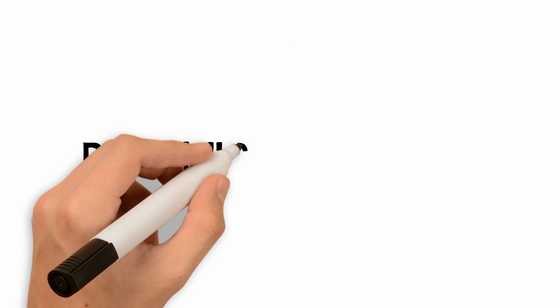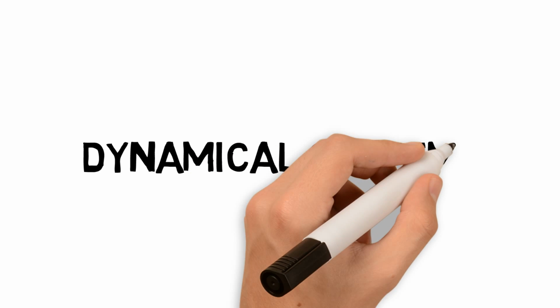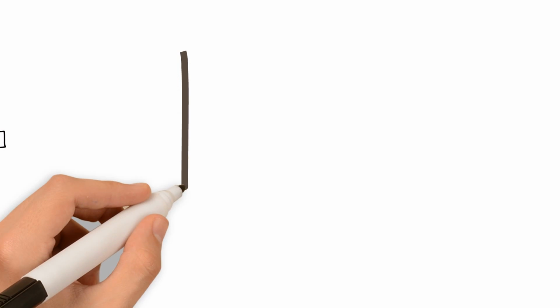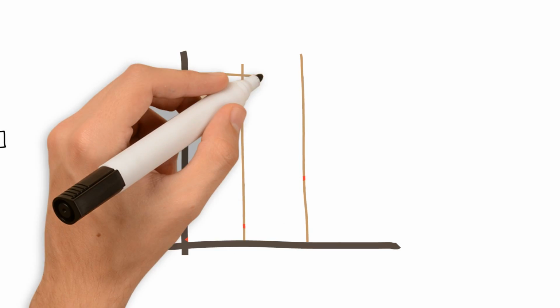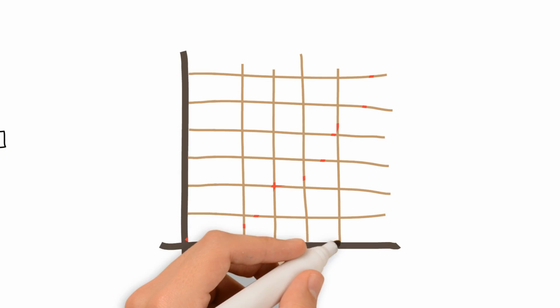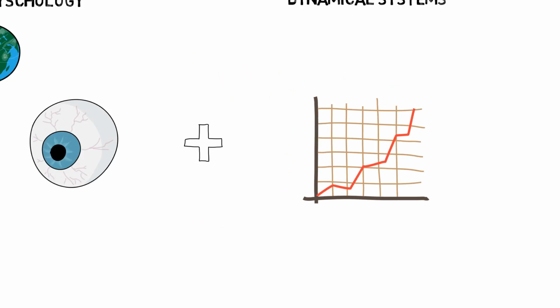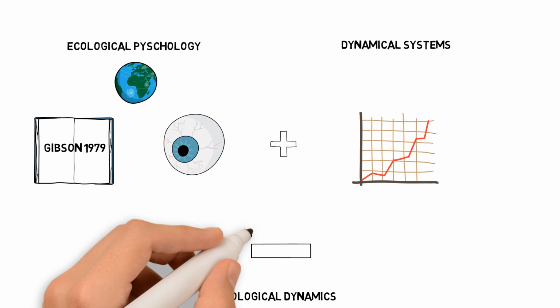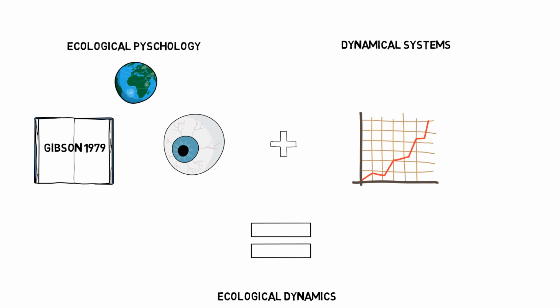The next bit is dynamical systems. Dynamical systems is the math behind it, and it looks at how systems interact. The key thing to know is that it's non-linear. There isn't a linear interaction between systems or linear development. Everything works in a non-linear fashion. Add these together and we have ecological dynamics, which is what underpins constraints-based learning.